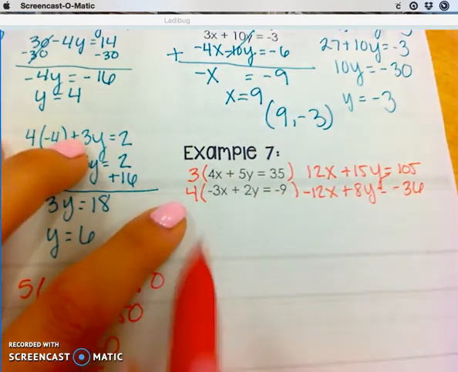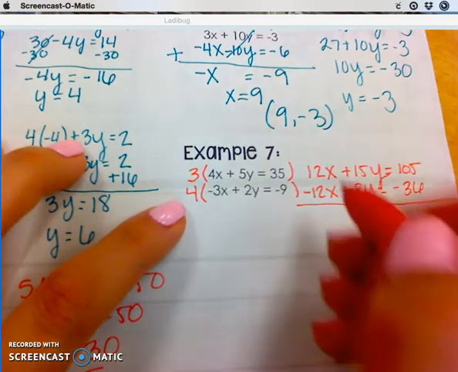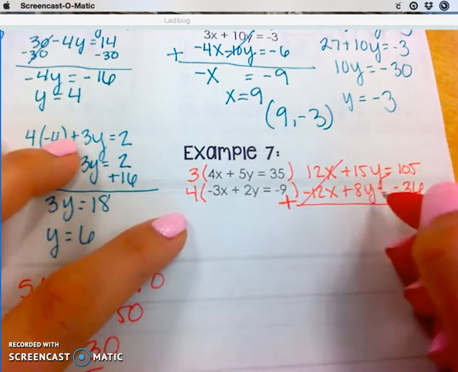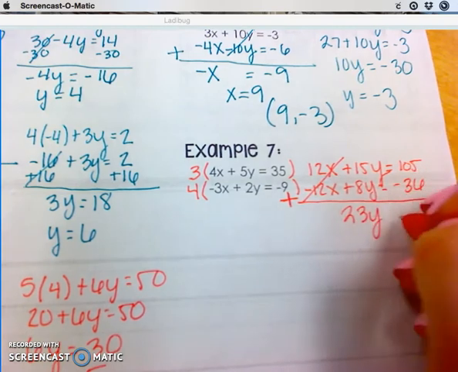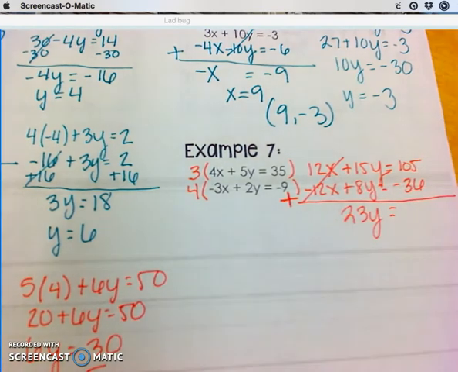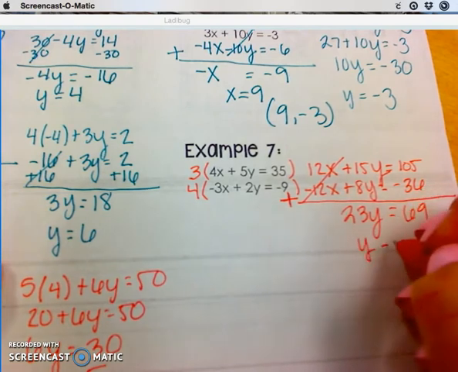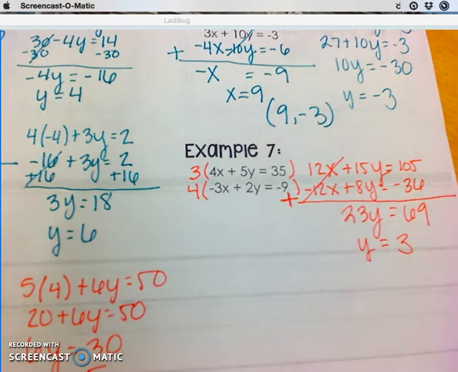So those equations are done now. All I have is this. X's are opposite signs, so let's add them. They cancel. 15 and 8 is 23y, and 105 plus a negative 36 is 69. Divide by 23, y is 3.